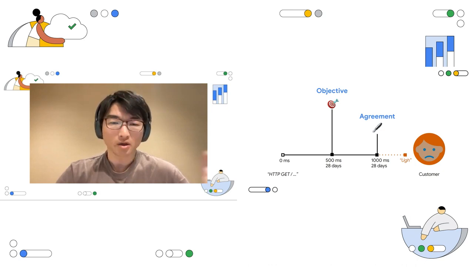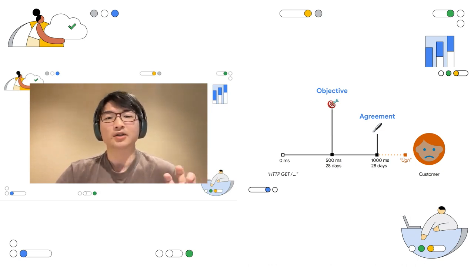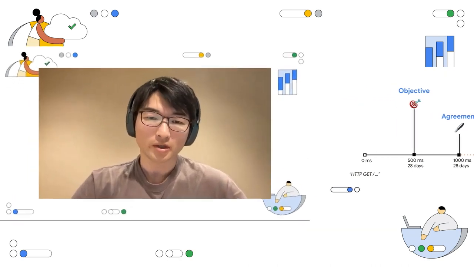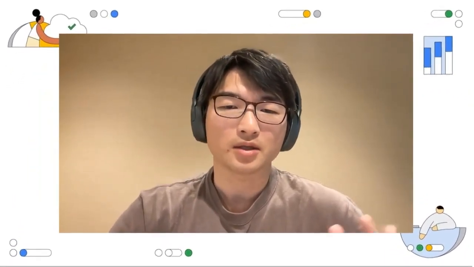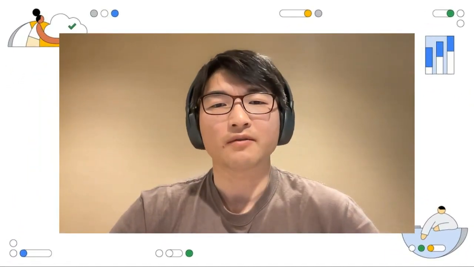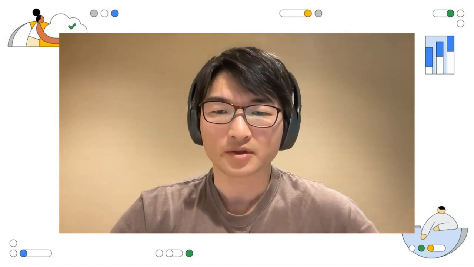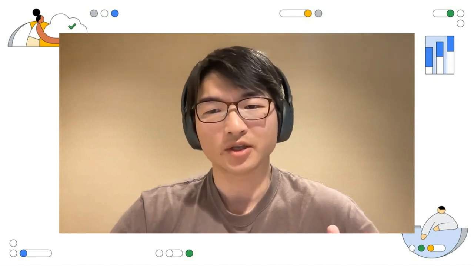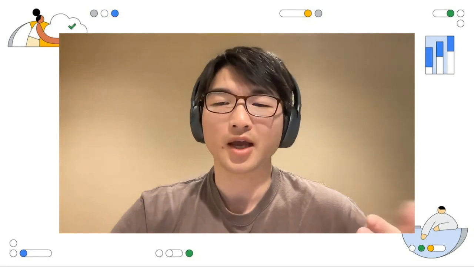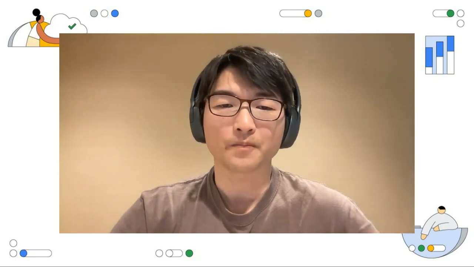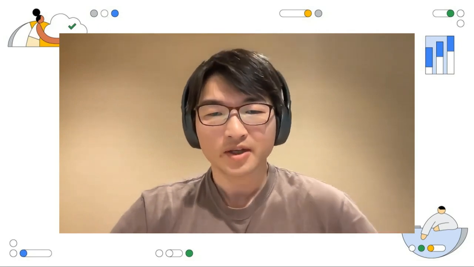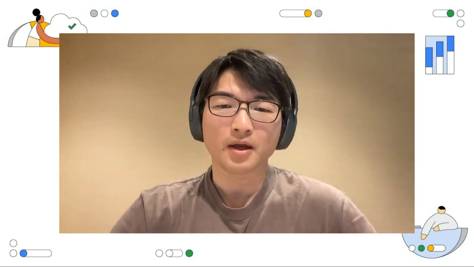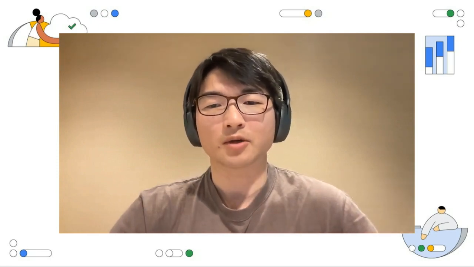SLOs are typically phrased as X percentage of SLI will be some condition over some window. So to be more concrete, this might be like 99% of requests to a service will respond fast enough over a 28-day rolling window. Objectives should be driven by what is necessary for the customer to be happy.